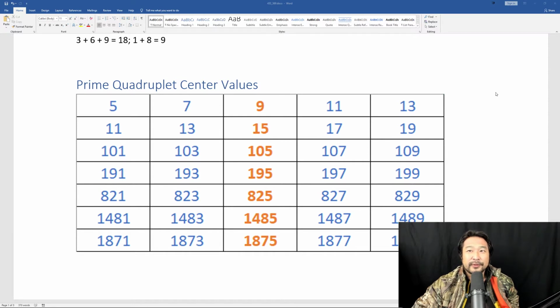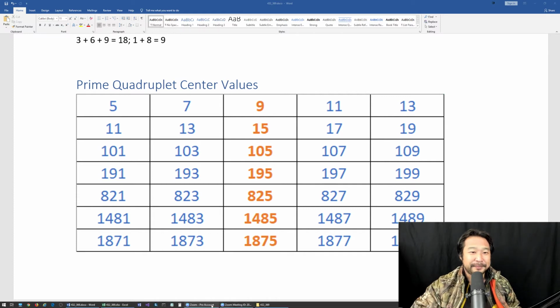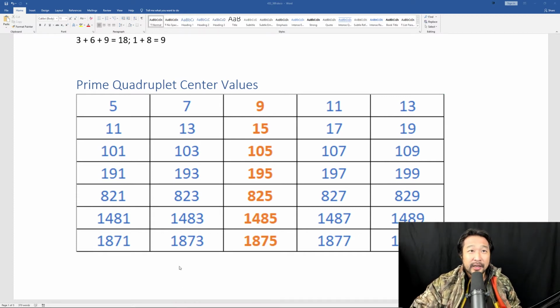That's pretty cool because I just kind of learned this today. So look, if I can learn it in a few hours, you can learn it in minutes, because I'm pretty sure you can be smarter than I am. All right, so prime quadruplet center value is this. It's in orange. But why am I getting this? It's not a prime number. No, it's not. Now, what I'm getting is prime quadruplets.